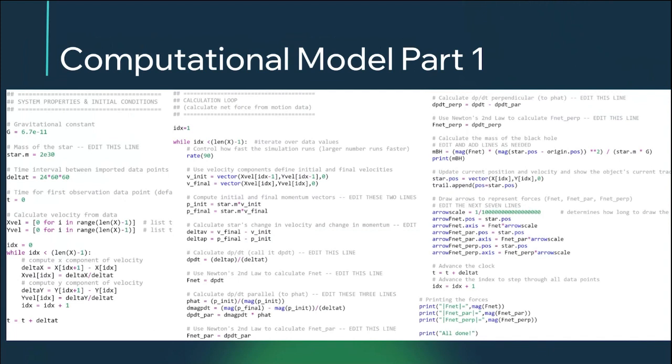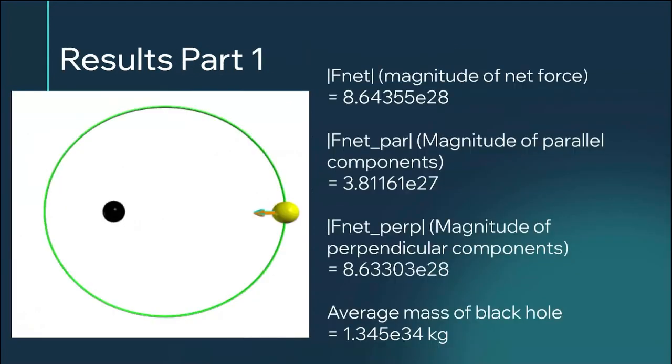So in part 1 of our computational model, our initial conditions are G is equal to the gravitational constant, mass of the star is 2e30, we set delta t, and t is equal to 0. We start with p equal to mv to find the initial and the final momentums, and then we're finding the change in velocity and momentum, calculating dp over dt, and then we find the parallel change in momentum, parallel force, and the perpendicular force. Then on the top right, we are going to be calculating m_bh using the law of gravitation. Here are our results.